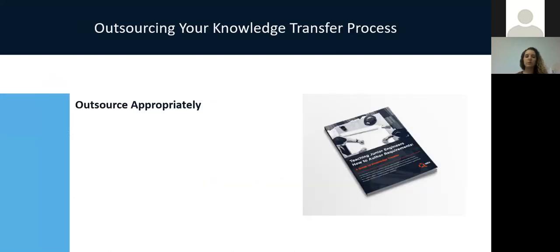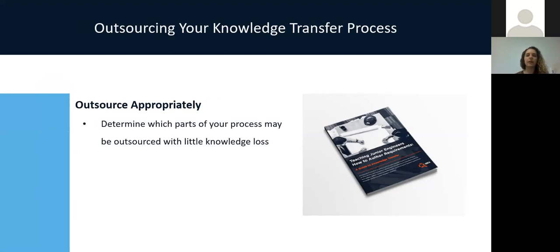So outsourcing may be top of mind when it comes to discussing a knowledge transfer process or a training process for these junior engineers, but you have to be careful and outsource appropriately. Determine which parts of your process may be outsourced with little knowledge loss. Again, the knowledge in your engineers' heads is your biggest competitive advantage. So you want to keep as much of that internally as possible, and you want to keep your knowledge internalized. So you don't want external parties to know more about your business than you do.